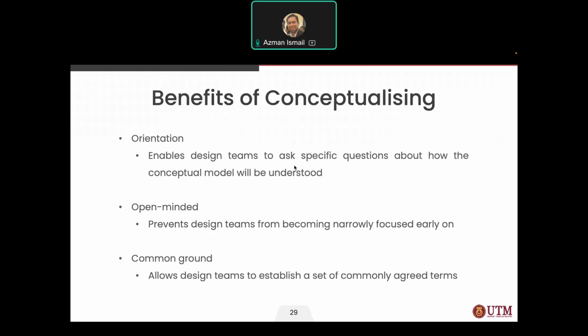You enable the design team to ask specific questions about how the conceptual model will be understood. The second one is open-mindedness. It prevents the design team from becoming narrowly focused early on. I think the last one is common ground, allowing the design team to establish a set of commonly agreed themes. So these are the benefits of conceptualizing that you can understand.